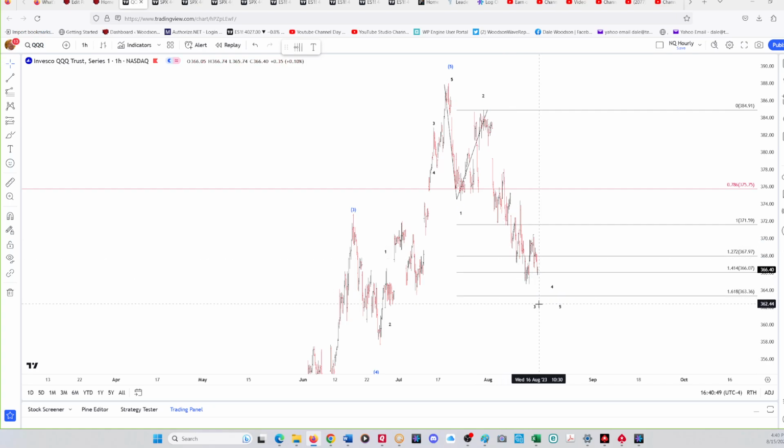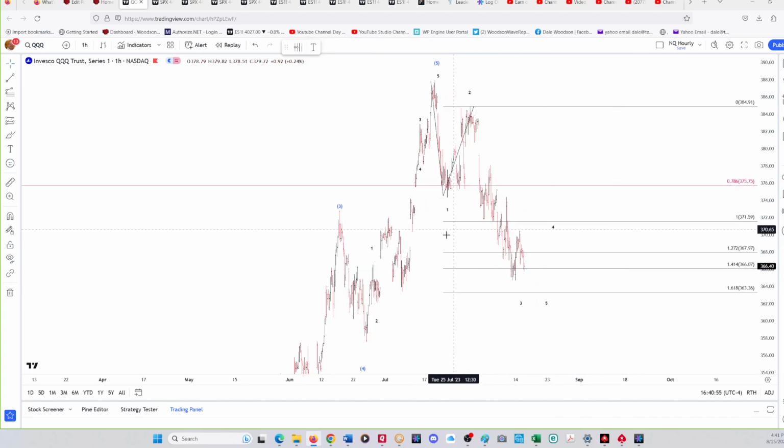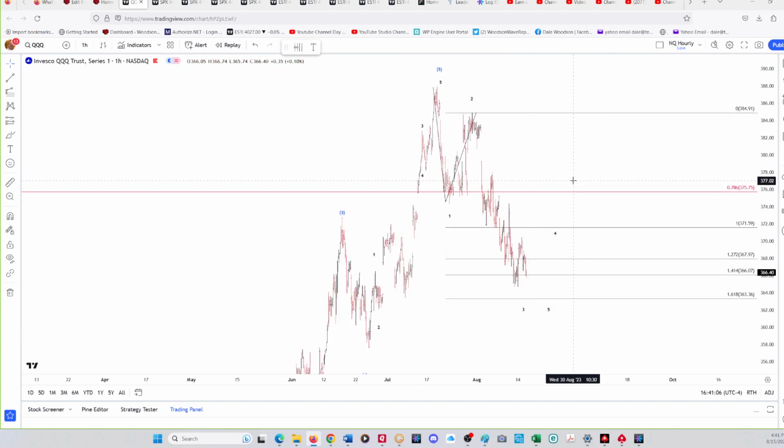We've almost reached the 1.618 here with wave 3. Then we'll get a 4 up and a 5 down once this is complete. Could call this 3 right here where it gains equality with 1 at 371.59, but that fourth wave would overlap. So we're looking at a little bit lower low there for the Qs.